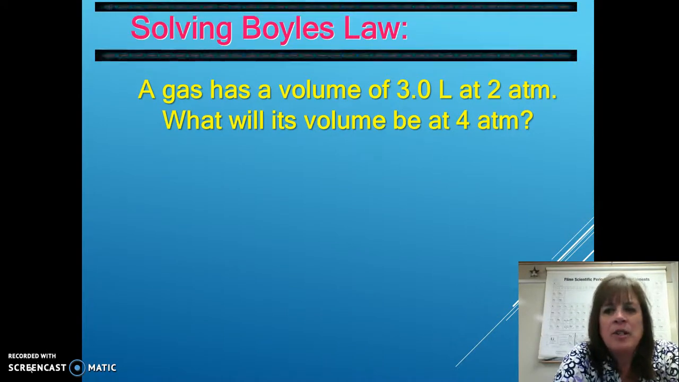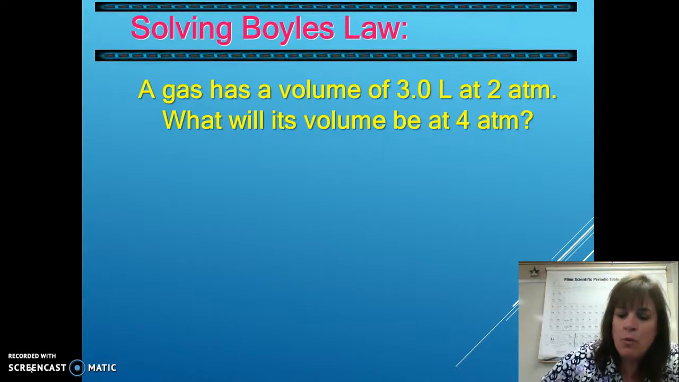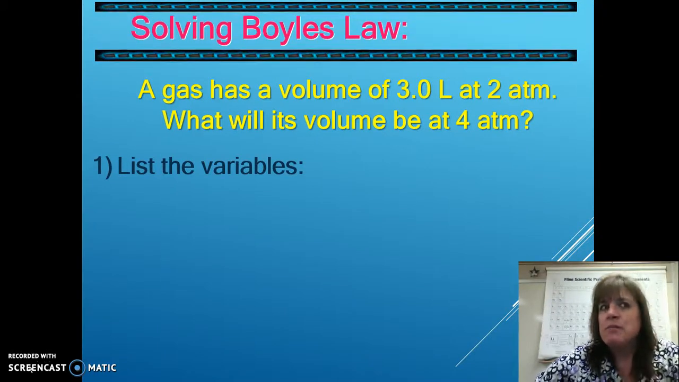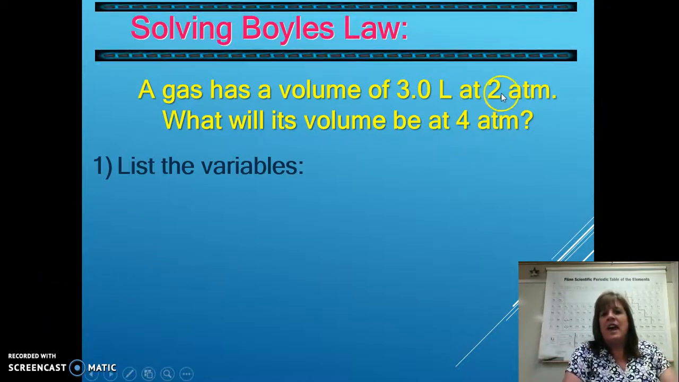Well, I don't talk about temperature at all in this, so temperature must be constant. So let's write down our variables. The thing that students mess up the most is making sure that they put the right conditions together. So what is our P1 and our V1? Well, look for the "at."